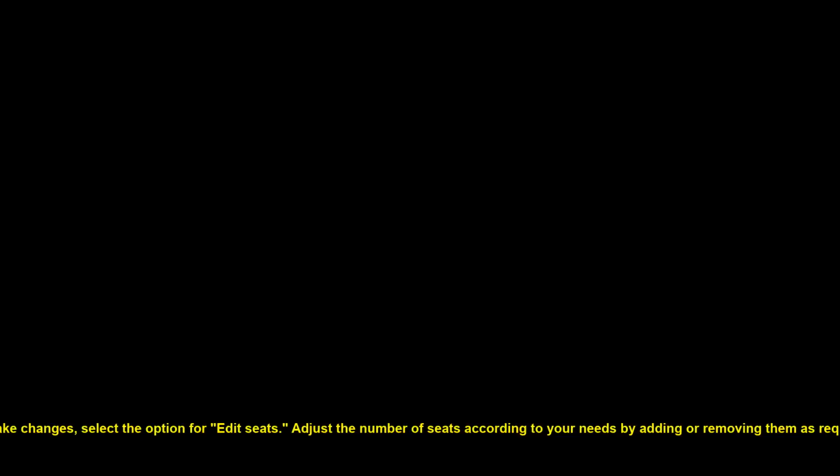Adjust the number of seats according to your needs by adding or removing them as required. Confirm your changes by clicking the Update or Confirm button. After updating the seat count, you will see a summary of the billing adjustments. Review the changes carefully to ensure everything is correct.